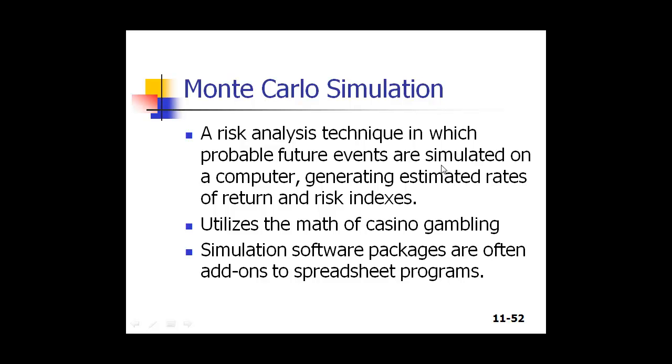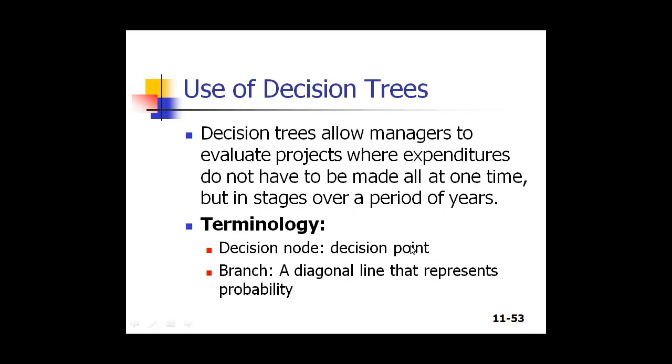So I'll just read this stuff to you and give you a basic explanation, and then there are a couple of problems in the book that I want you to do. So a risk analysis technique in which probable future events are estimated on a computer, generating estimated rates of return and risk indices. It utilizes the maths of casino gambling, which is where the name Monte Carlo comes from. Simulation software packages are often add-ons to spreadsheet programs, and the website for this book actually gives you an add-on to Excel that allows you to do Monte Carlo simulation.